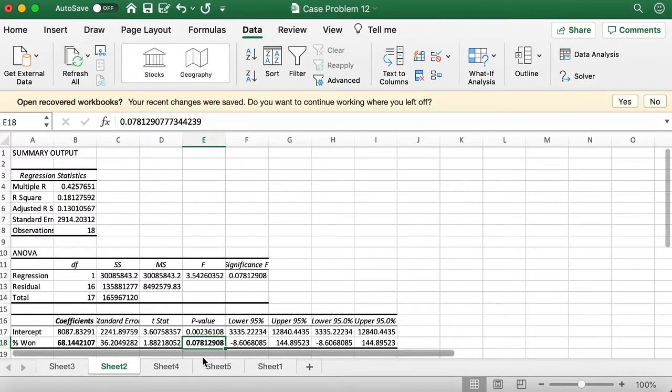So that explains this relationship. There's not really much more that you need to look at. Of course, the significance here is non-significant as well.